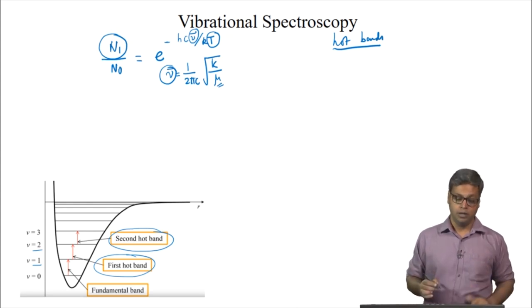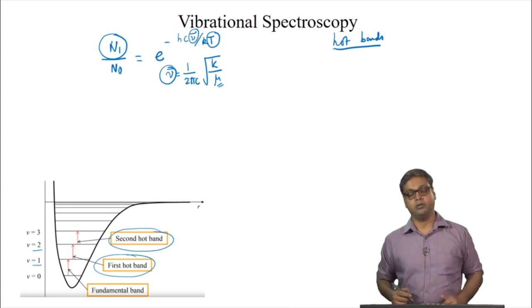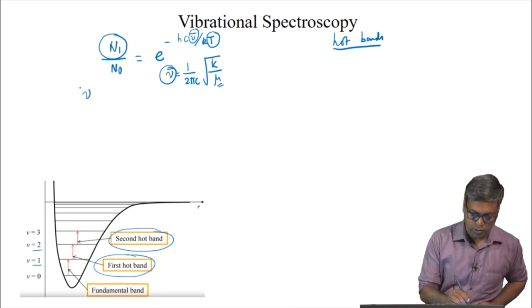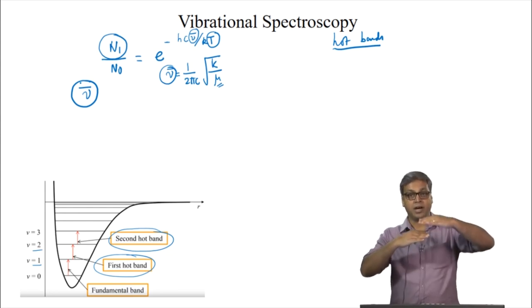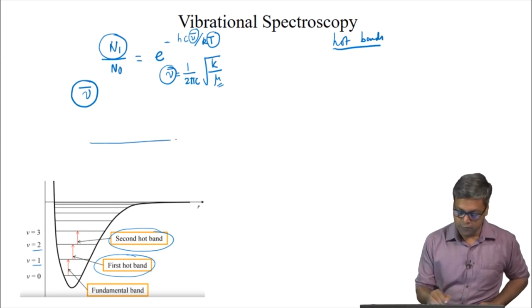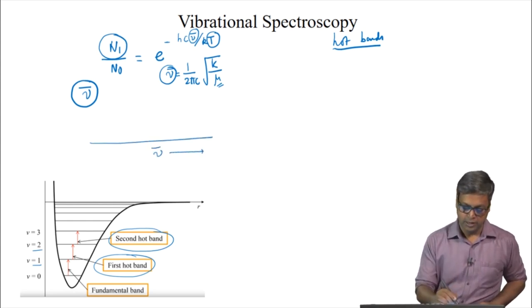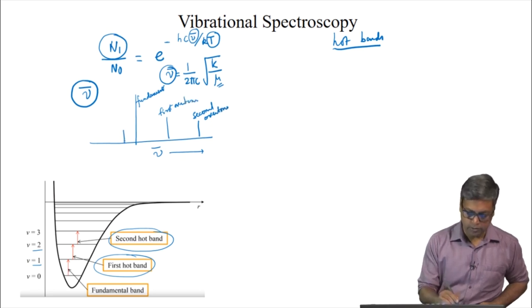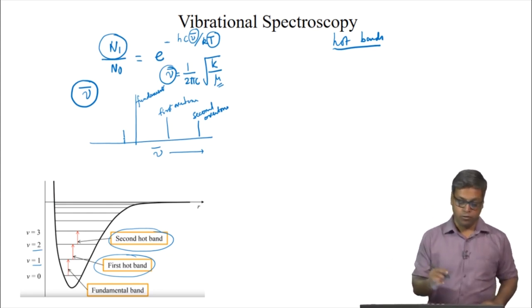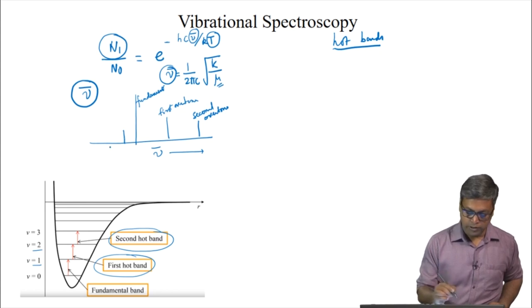If everything was harmonic, then all the energy levels would be spaced out by the same frequency or the energy difference, that is nu bar. However, because we have anharmonicity, the energy levels come closer and closer. That is why, if let us say the wave number is increasing to the right and this is my fundamental band, and this is my first overtone and this is my second overtone, then I will see a hot band which is smaller in intensity and also at a smaller frequency compared to the fundamental. So, this will be, let us say, the first hot band.